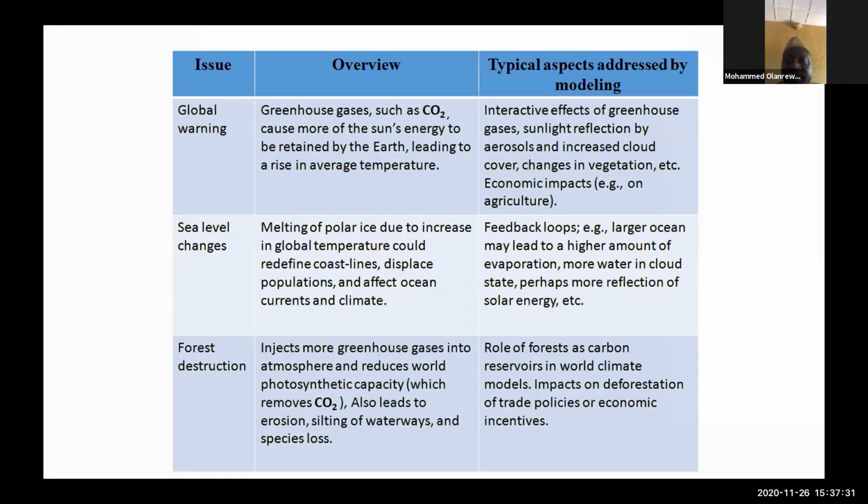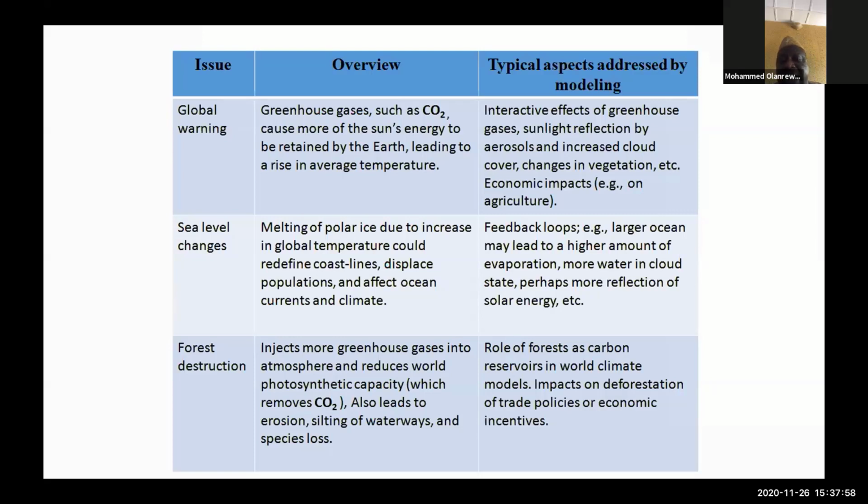Forest destruction, where we see so many people cutting trees and so many other things. What is the overview? It injects more greenhouse gases into the atmosphere, reduces the world's photosynthetic capacity, which removes carbon dioxide, and also leads to what? Erosion, shifting of waterways, and species loss.